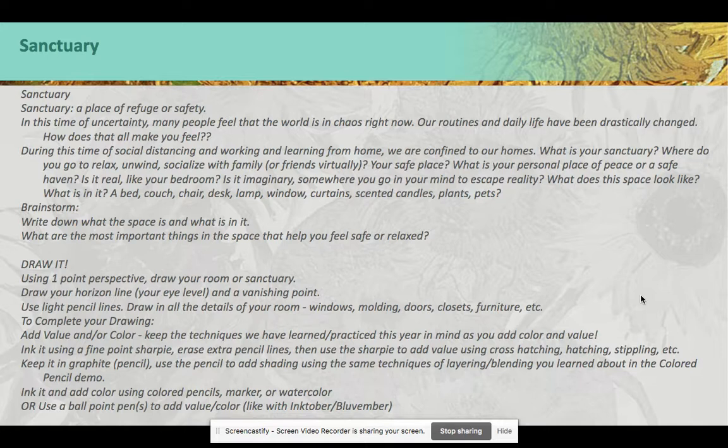What's your safe place? What is your personal place of peace or a safe haven? Is it real? Is it your actual bedroom or a really cool basement or finished attic that you have? Is it imaginary, somewhere that you go just in your mind to escape reality? So start thinking about what the space looks like. What would be the important things in that space? Would there be a bed, a couch, a chair, cool lighting, a lava lamp, windows, plants, pets, whatever it is? Write all of these things down, and then you're going to draw it.